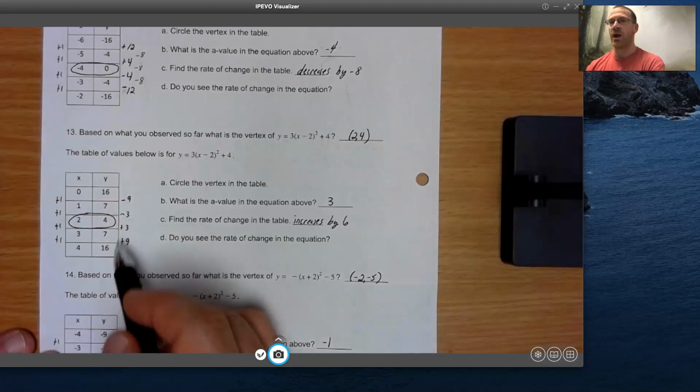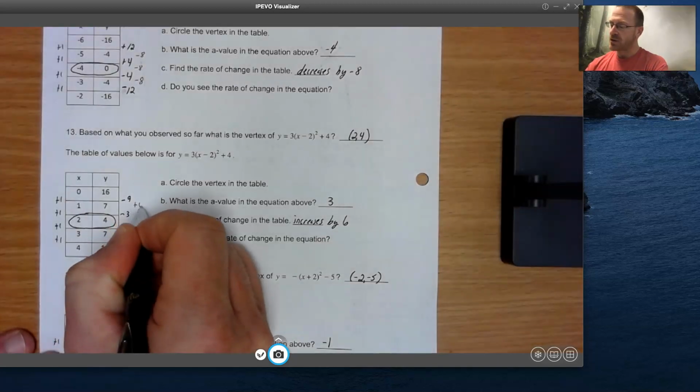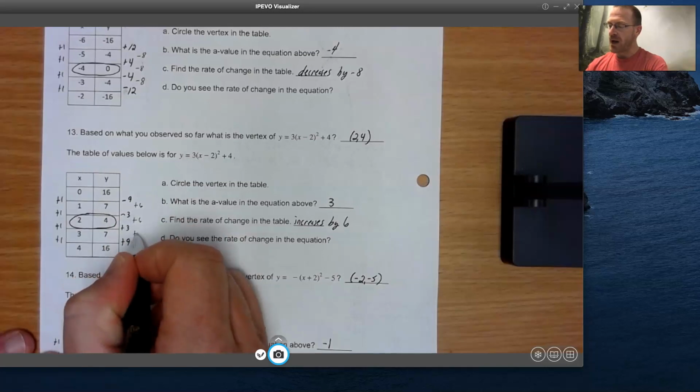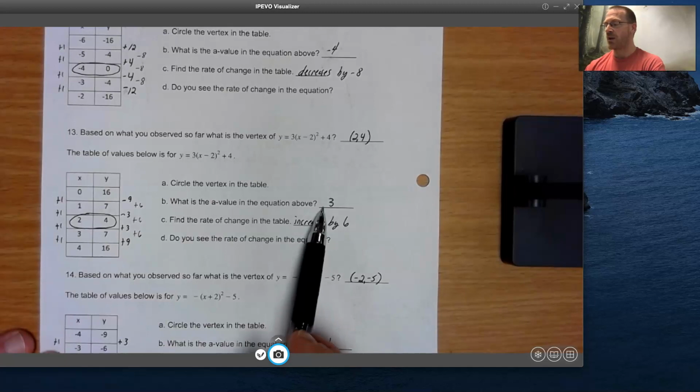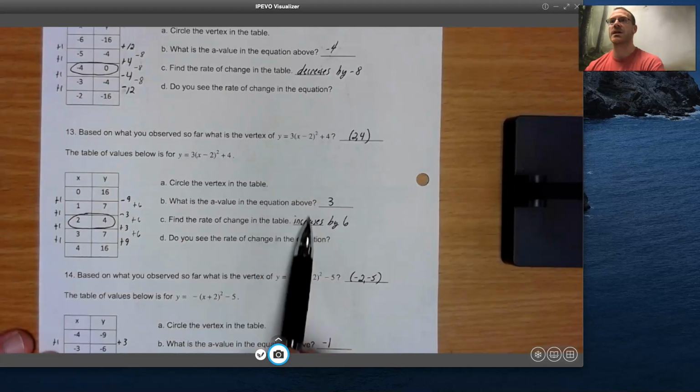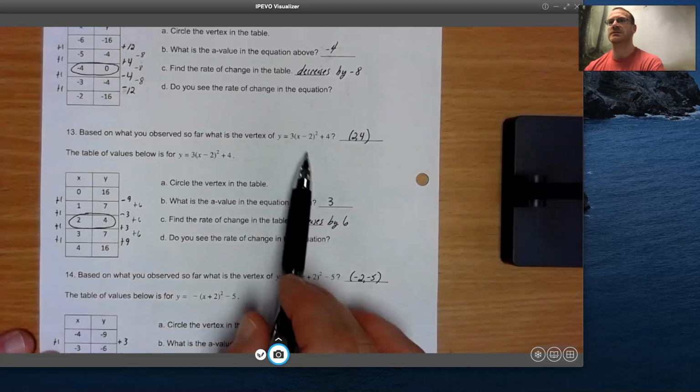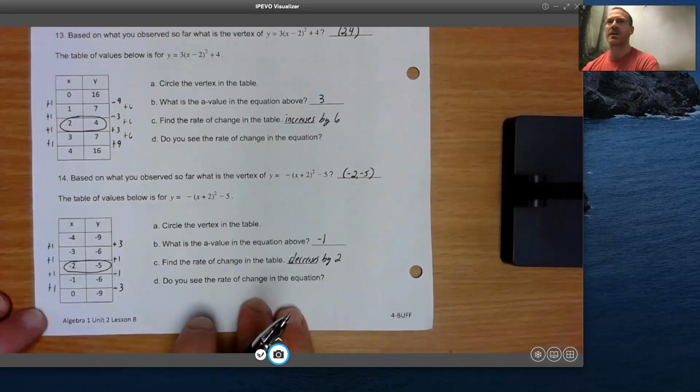So how would we describe this? All right, my rate of change is increasing by 6. Now, once again, what's our a value? It's a 3. It's not a 6. It increases by 6. One more, and then we'll summarize a little bit.